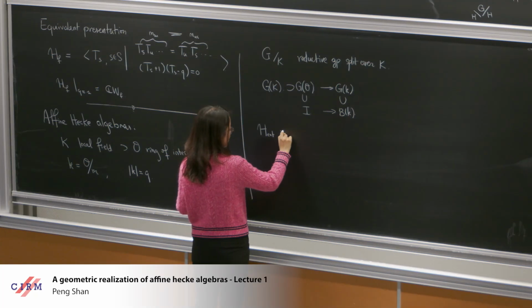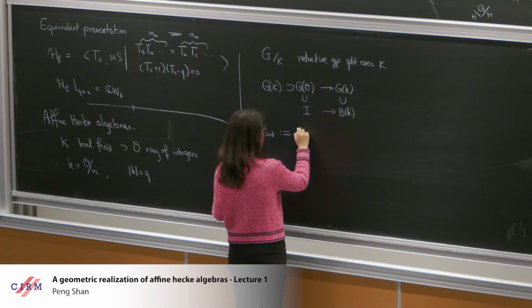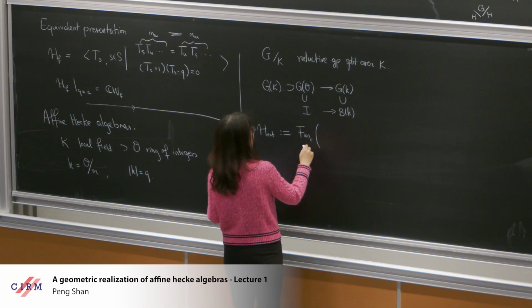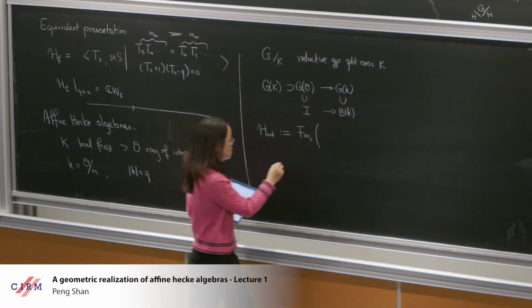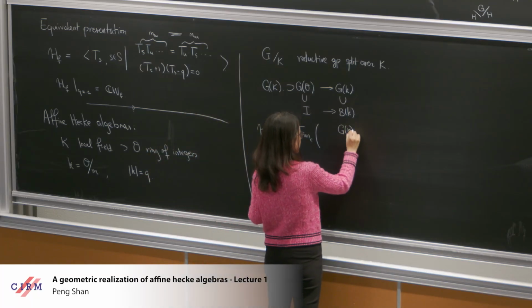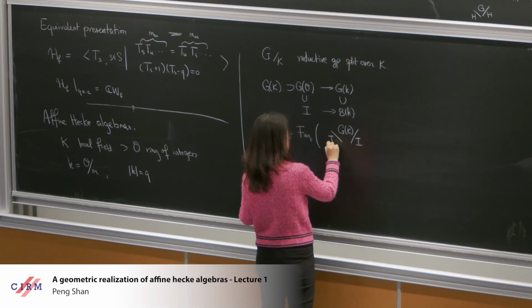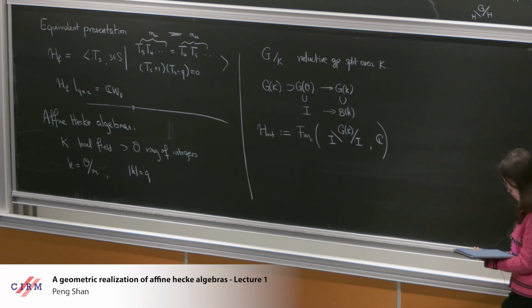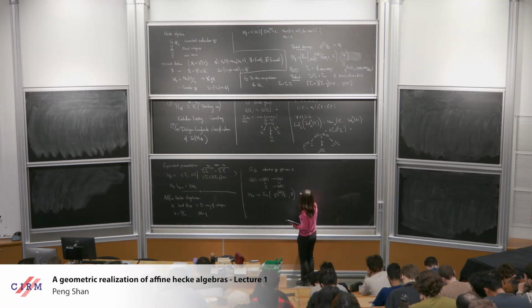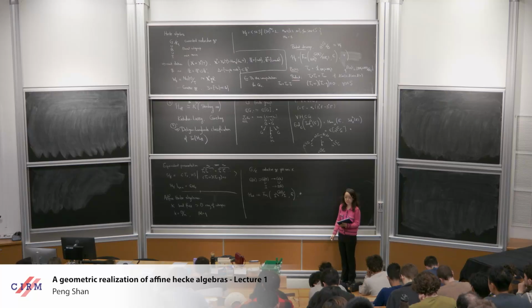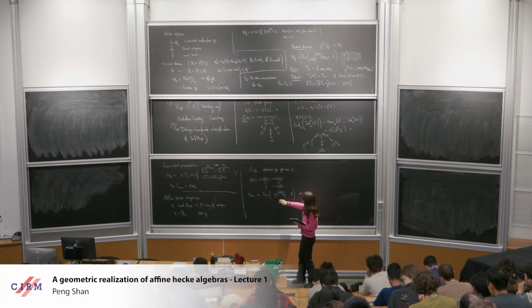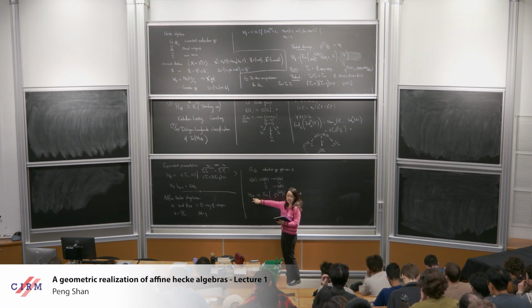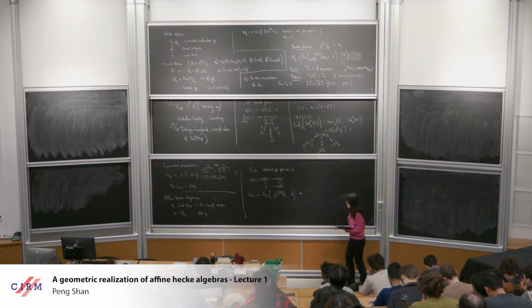So you can consider an algebra which is locally constant, compactly supported functions on the double cosets of I in G(K), with values in C, equipped with the convolution product. This is basically the affine Hecke algebra that I wrote; it is a version of the extended affine Hecke algebra.